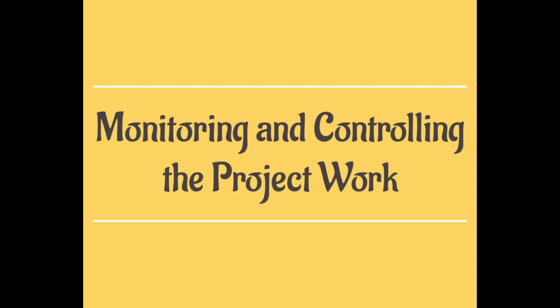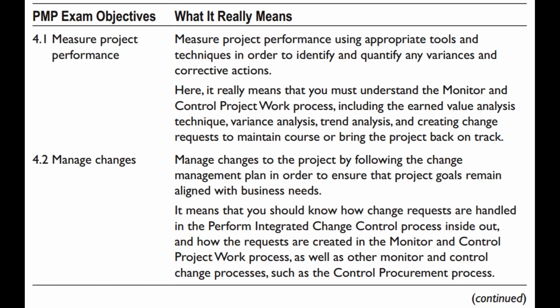Monitoring and controlling the project work. PMP exam objectives: what it really means. 4.1 Measure project performance. Measure project performance using appropriate tools and techniques in order to identify and quantify any variances and corrective actions. Here, it really means that you must understand the monitor and control project work process, including the earned value analysis technique, variance analysis, trend analysis, and creating change requests to maintain course or bring the project back on track.